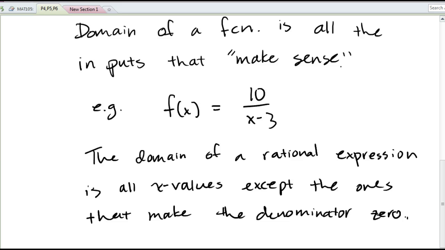So in this case, if we look at the function f of x, what's going to cause a problem in the denominator? Well, x equals 3. So for this example, we would say the domain is just x not equal to 3. Because if you plug in 3 in the denominator, 3 minus 3 gives you 0. And that's the only one that's going to give you a problem.